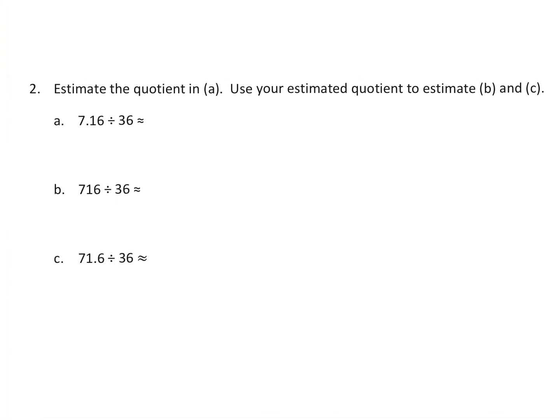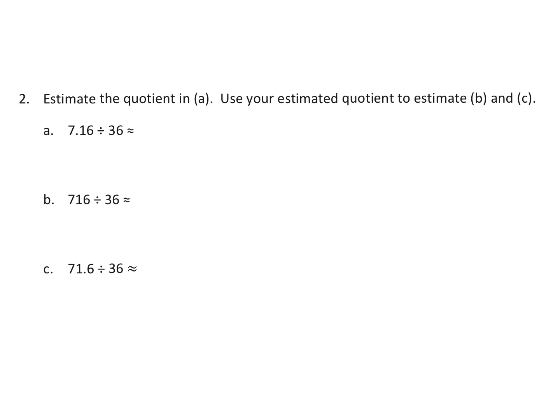So let's look at 2. 2 says estimate the quotient in A. Use your estimated quotient to estimate B and C. Don't worry about this. This is really a weird direction. What it's saying is basically notice how all of these digits are the same. We got a decimal that's moving around. But don't worry about that. Just kind of treat it the same. You're going to round them, or estimate, I should say, to the same digits. But once again, the decimal is going to move around.